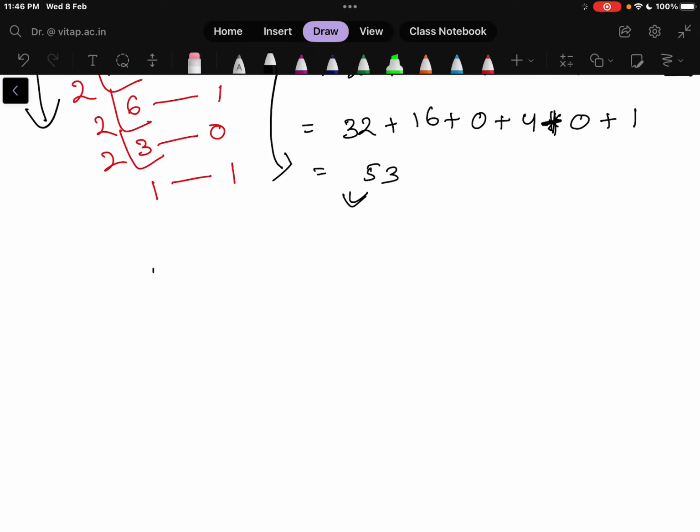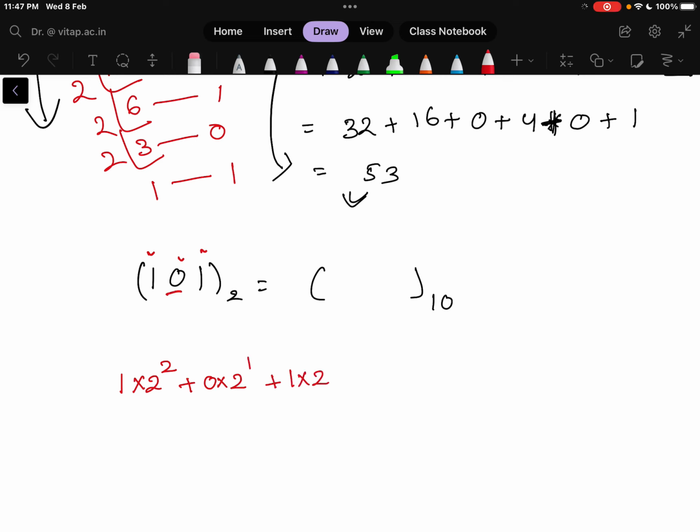Let us take a small one: 1 0 1 base 2. What is the value of this number in base 10? That means convert this binary number to a decimal number. First I will count how many digits there are: 1, 2, 3. So I will write 1 into 2 to the power 2. For each next digit, the power is 1 less, so plus 0 into 2 to the power 1, then plus 1 into 2 to the power 0.